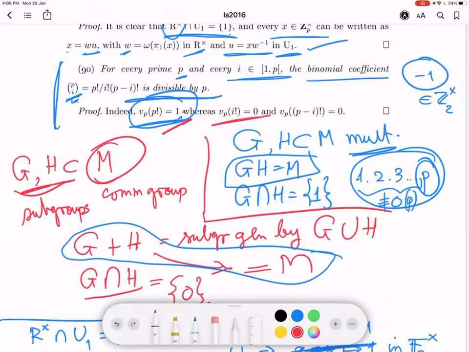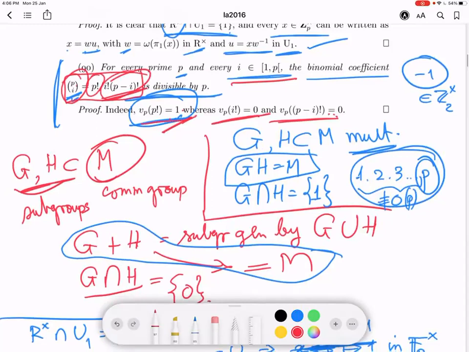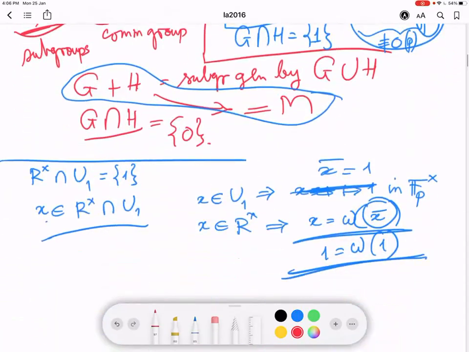V_p of i factorial is 0 because i is strictly less than p. So p cannot divide i factorial, and it cannot divide p minus i factorial. And therefore, when I want to compute the V_p of this binomial coefficient, it is the V_p of p factorial minus the V_p of these two things. And the V_p of these two things is 0. So the V_p of this thing is also equal to 1. So p divides the binomial coefficient.